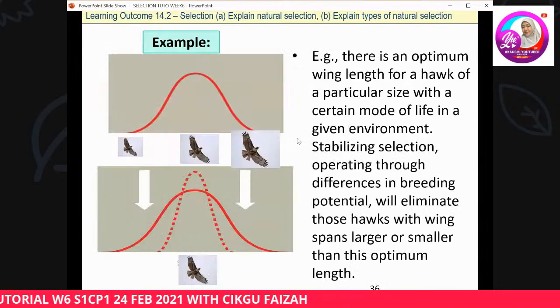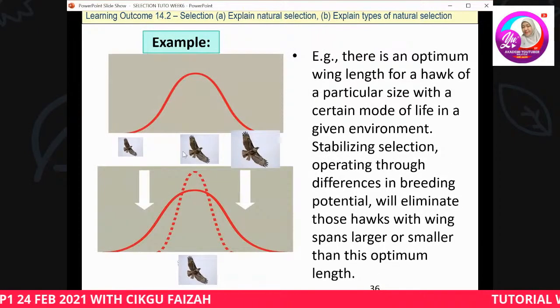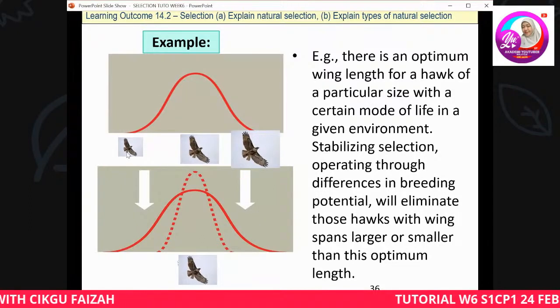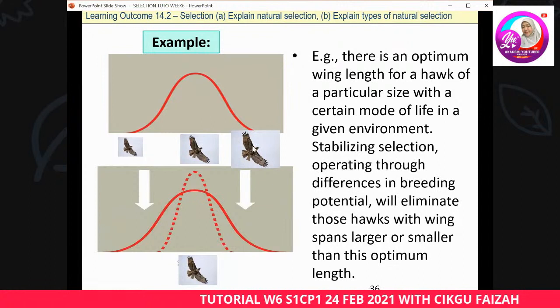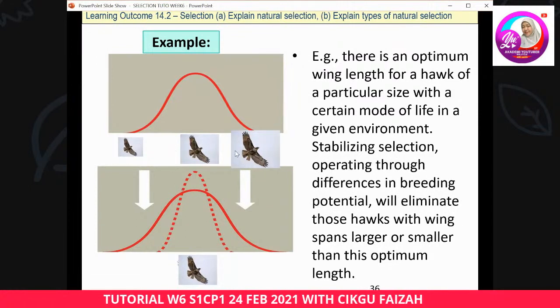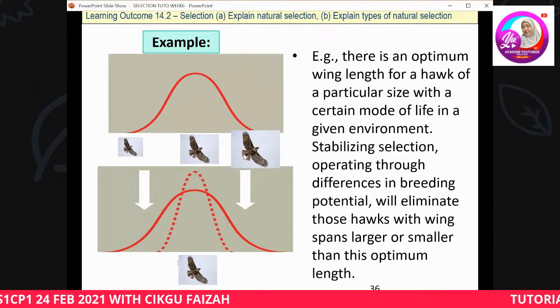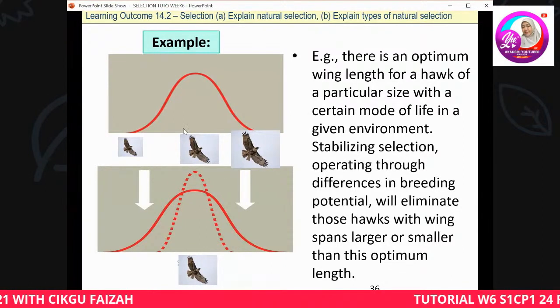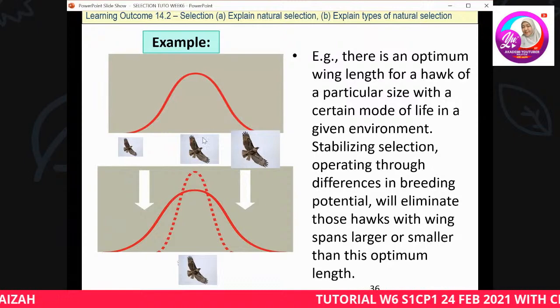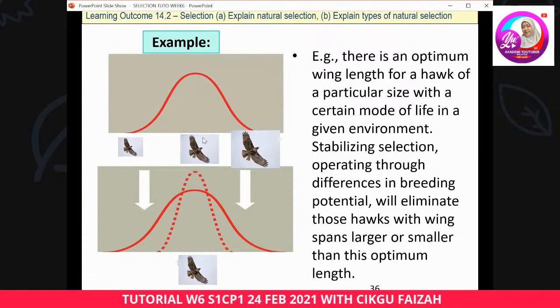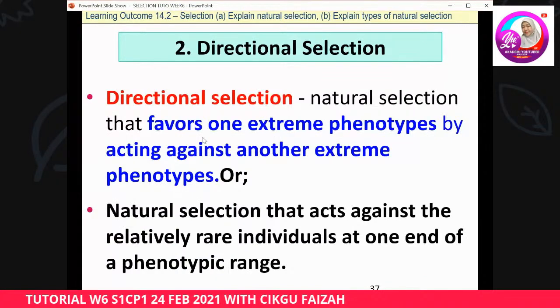So that is how it shows. This is the short length wing. This one is very big. So both of these are not suitable for flying at high places. Right? For survival, the most fit is the moderate. Okay, that is the stabilizing selection. Okay, done.